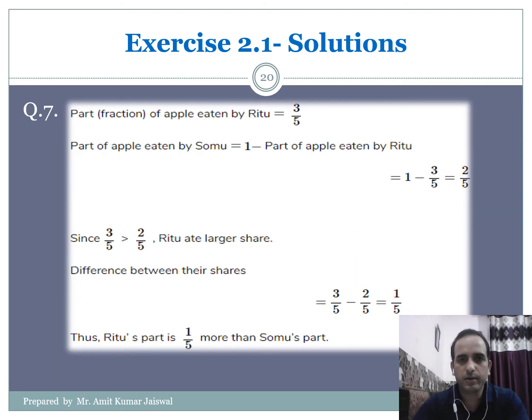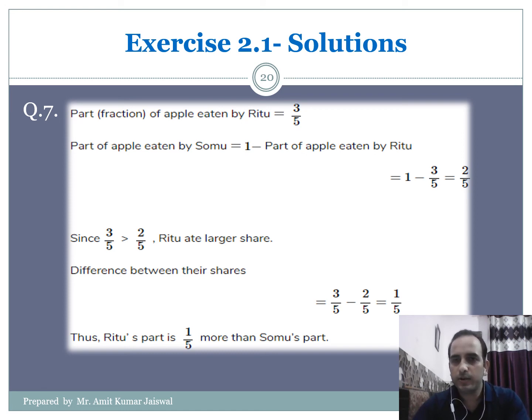Question number 7. Question number 7 is: the part of the apple eaten by Ritu is 3 upon 5 and the part of the apple that is eaten by Somu is 1 minus the part of the apple eaten by Ritu. So we are supposed to find here what is the part of Ritu's more than the part of Somu here, right? So you can see the whole apple is 1, so the part you need to subtract from here is the part which is eaten by Ritu. So you have to subtract 1 minus 3 upon 5 and it becomes 2 upon 5.